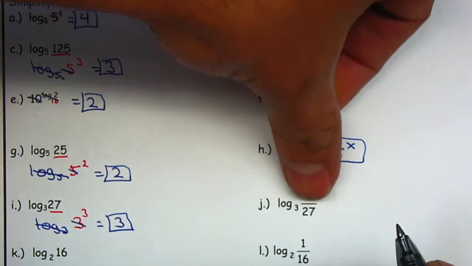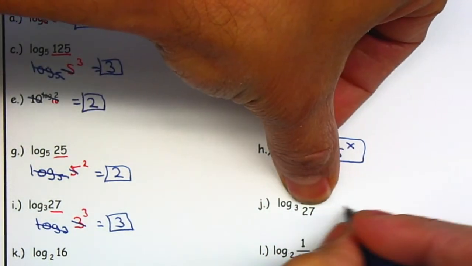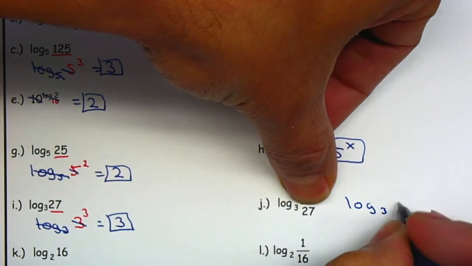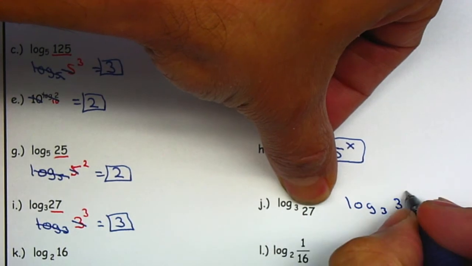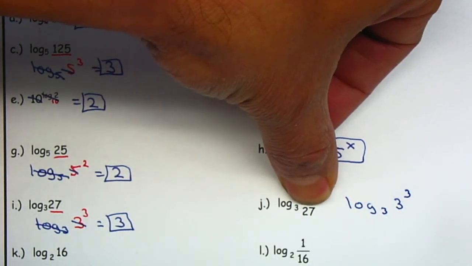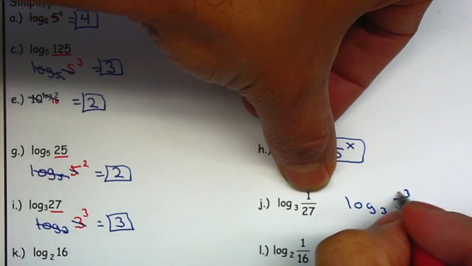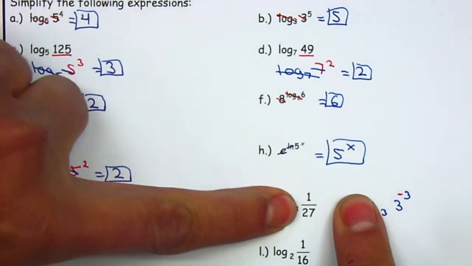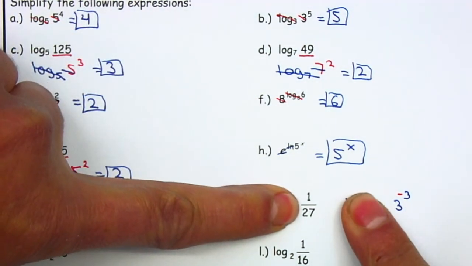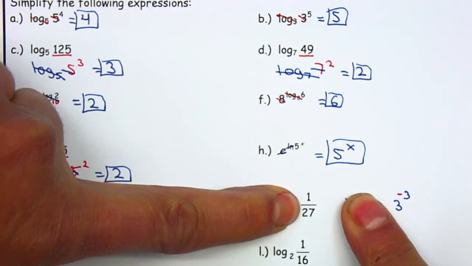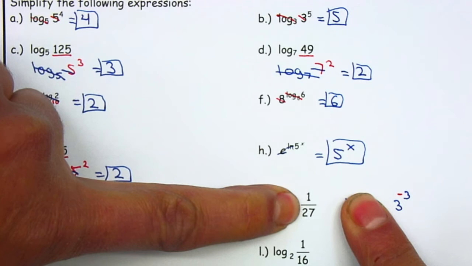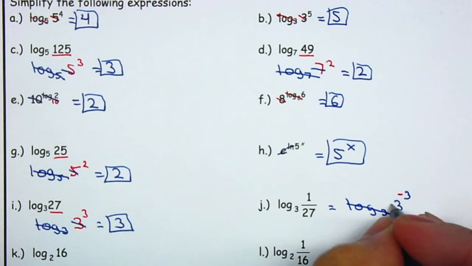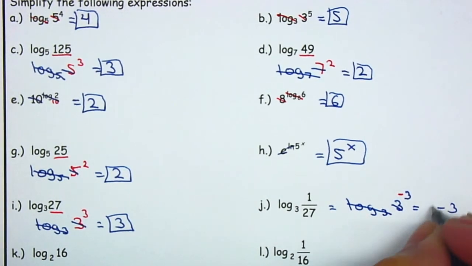Now, if this was 1 over 27, I will be able to rewrite it as the log base 3 of 3 to the what power is 27, to the 3rd power. But because it's over 1, I'm going to make this a negative. Therefore, 1 over 27 is 3 to the negative 3. Remember, if there's a negative exponent, we just place it over 1 and it becomes a positive. This will cancel out, so this will be equal to -3.